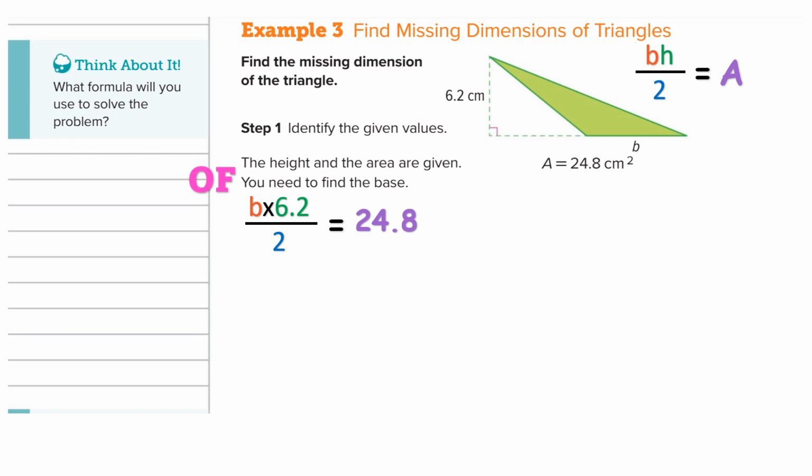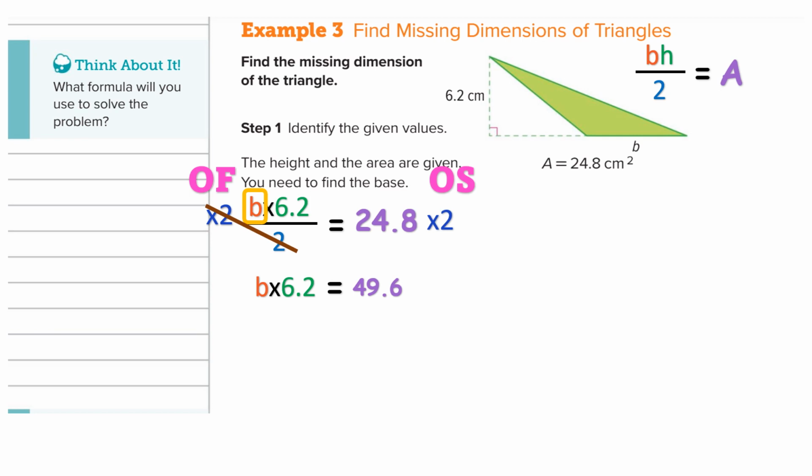When I see that I have some lonely math happening, which is the division of 2, then that's what I have to start with. So instead of having division of 2, in order to have my b by itself, I'm going to multiply by 2. And that just simply cancels out on the side of the variable. Now I go to the opposite side, and I'm going to multiply by 2. Well, 24.8 times 2 is 49.6. I keep everything else. So my new math problem becomes b times 6.2 is equal to 49.6.